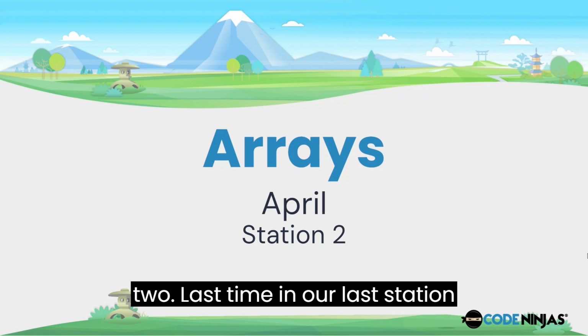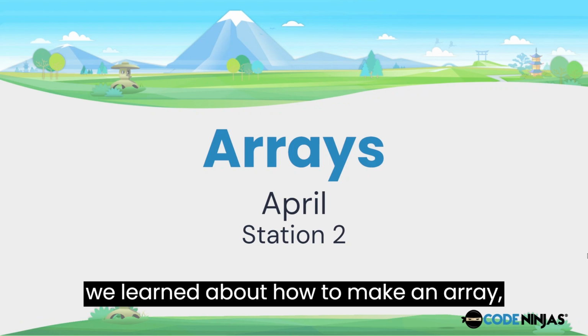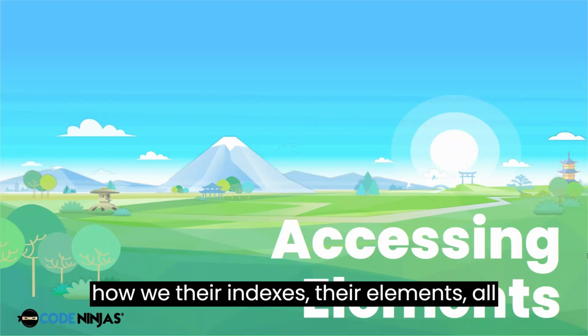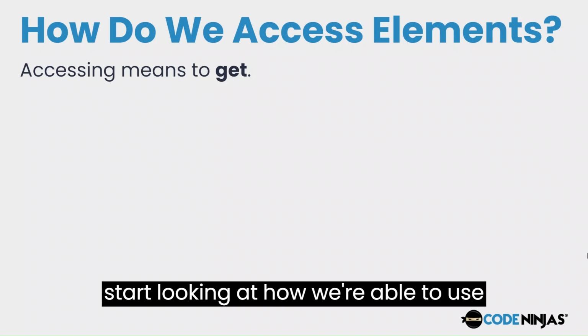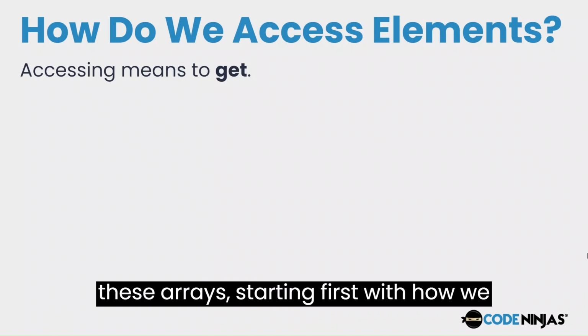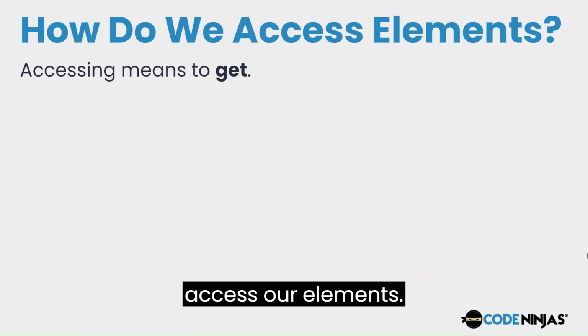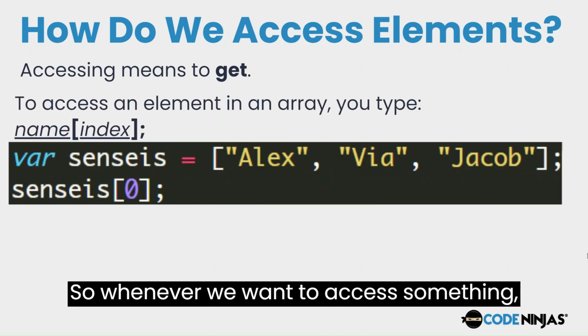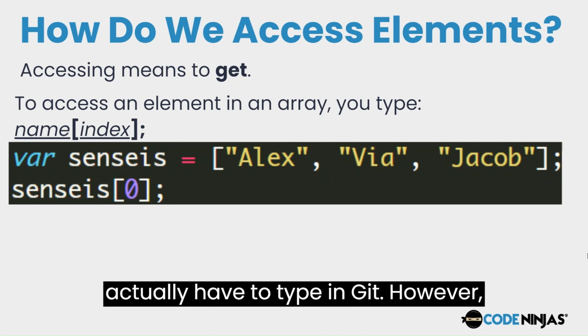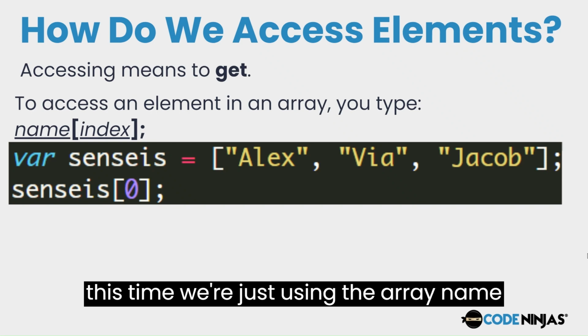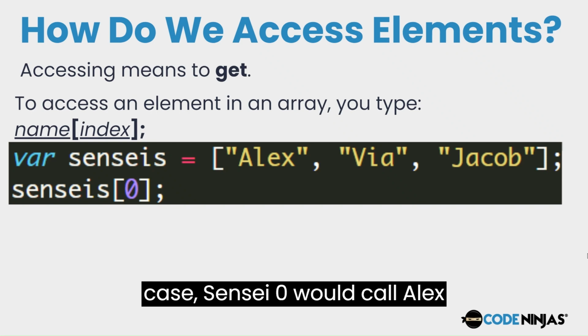Last time, in our last station, we learned about how to make an array, their indexes, their elements, all that kind of stuff. So now we're going to start looking at how we're able to use these arrays, starting first with how we access our elements. Whenever we want to access something, sometimes in some coding languages we'll actually have to type in .get. However, this time we're just using the array name along with the element we want. In this case, Sensei0 would call Alex back.